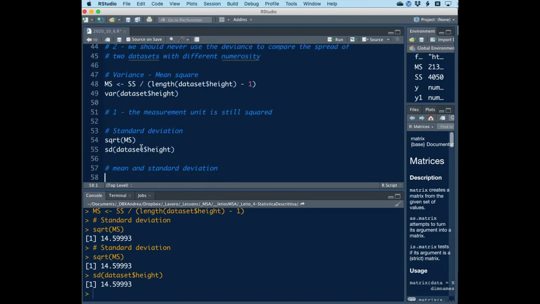There is another measure of spread which is very often used. I mean, if I tell you I have a data set with a standard deviation of 1, you would probably ask me, is it big or is it low? We do not know until we see the mean, because if the mean is 100 and the standard deviation is 1, that means that the spread is small. But if the mean is 1 and the standard deviation is 1, the spread is high.